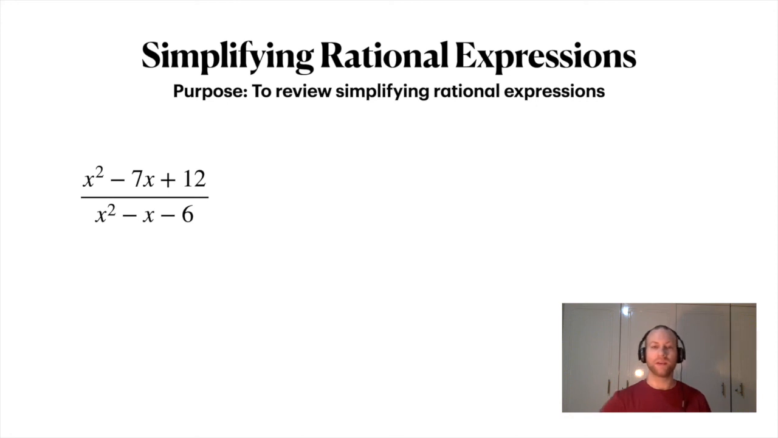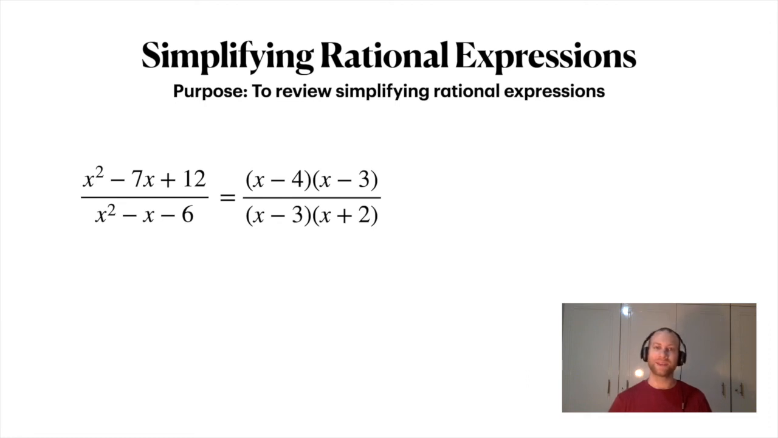So if I'm doing that, I can now split this up into separate brackets. If I look at these brackets, I've got an x minus 3 term on top and an x minus 3 term on the bottom, so I can cancel those out. And what I'm left with is x minus 4 divided by x plus 2. So this is how you do something like this. If you're given a trinomial, you can probably factor it.